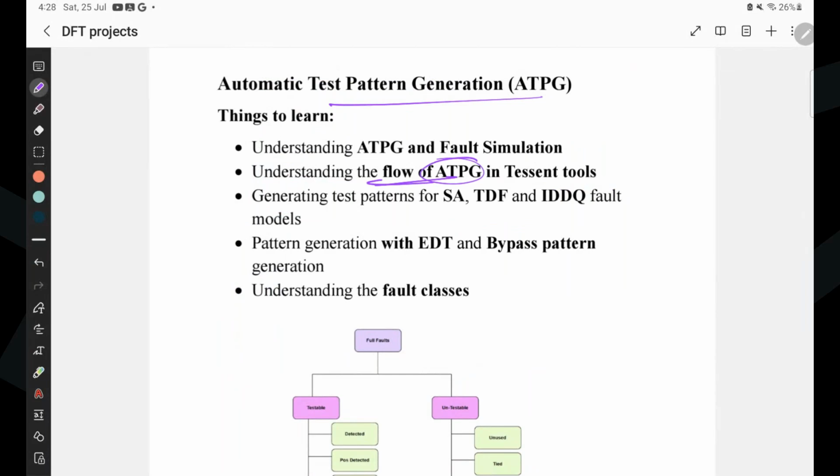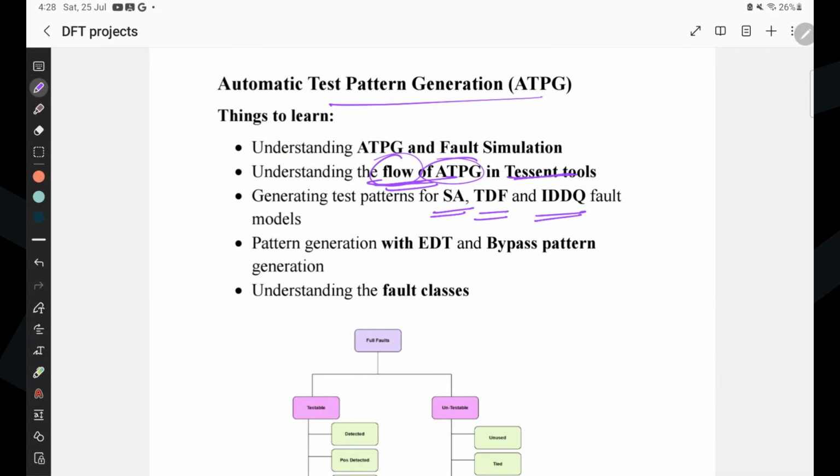So if you want to do test pattern generation using Tessent tools, there will be a flow, a procedure which you have to follow. We will be understanding that procedure. And in our labs, we will be generating test patterns for the stuck-at, transition delay and IDDQ fault models.